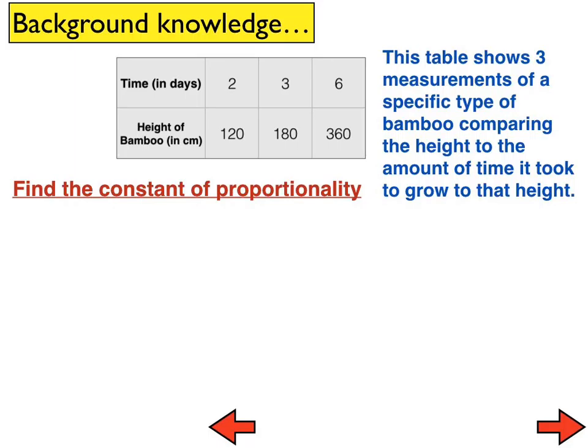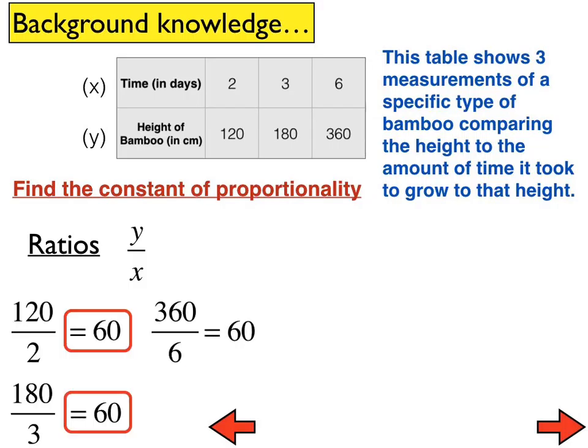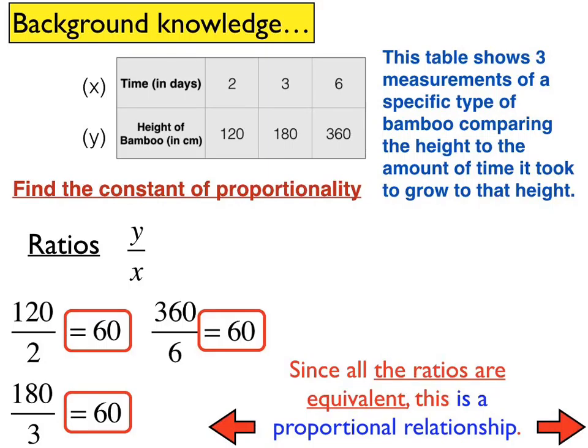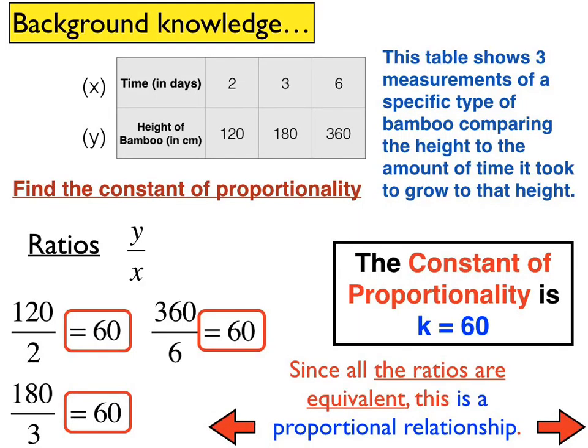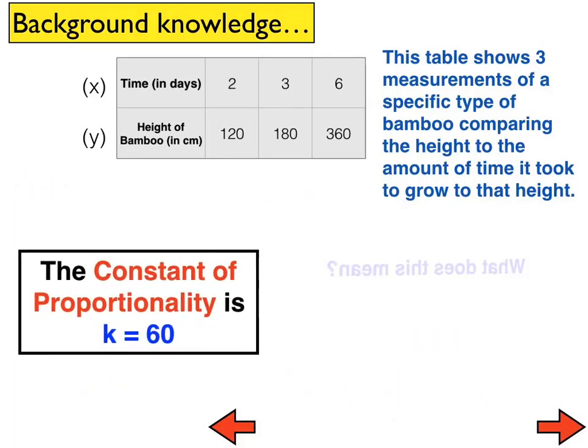So yesterday we talked about tables and finding constant of proportionality with a table. So we have x compared to y here. This bamboo, how tall it's growing and number of days. So we listed ratios, y over x, right? Remember this? This is 120 over 2, 180 over 3, and 360 over 6. Those all reduce to 60. Since all the ratios are the same constant number, we have a proportional relationship, and that constant is k equals 60. Meaning that bamboo is growing at 60 centimeters per day. So far, so good?